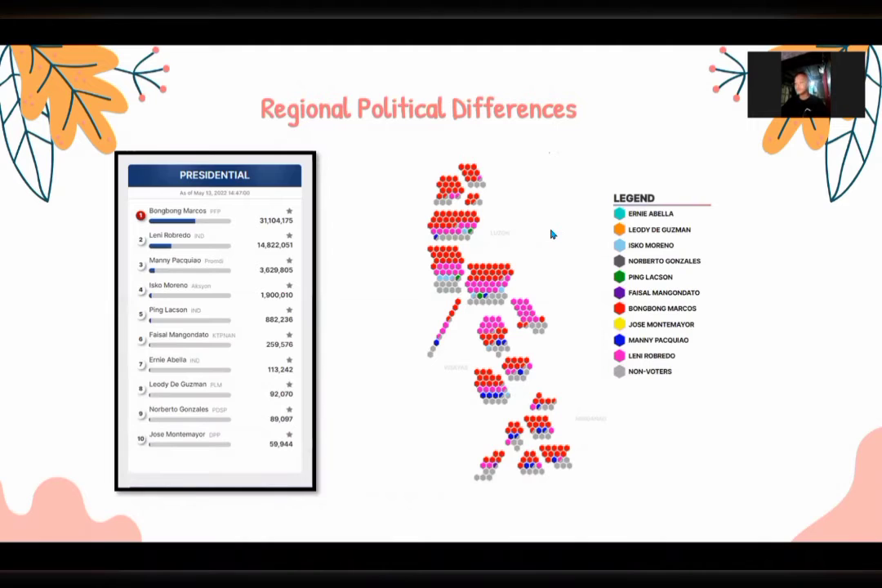Just like in the Philippines, our 2022 elections cartographic map shows that presidential candidate Bongbong Marcos wins the majority vote of the Filipino people, garnering 31,104,175 votes as of May 13, 2022. At any moment in our history, BBM will be declared as the 17th president of the country. So that is all for my part on geography and regional diversity.